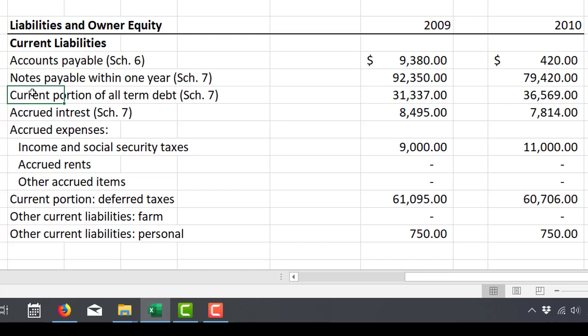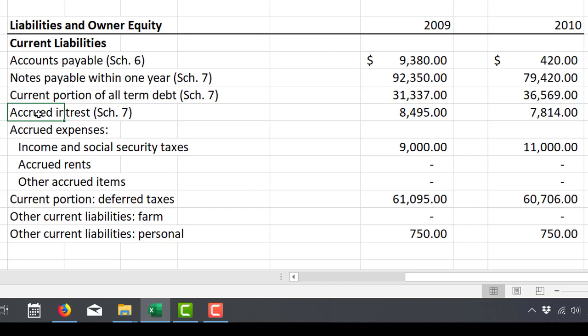The next item is accrued interest, right? So this is the interest portion on those loans that we just talked about under the current portion of all term debt. So this is interest you have to pay on your long-term loans. Now let's talk about that word accrued for a second. There are 2 accounting standards that are commonly used. There's cash accounting and accrual accounting.